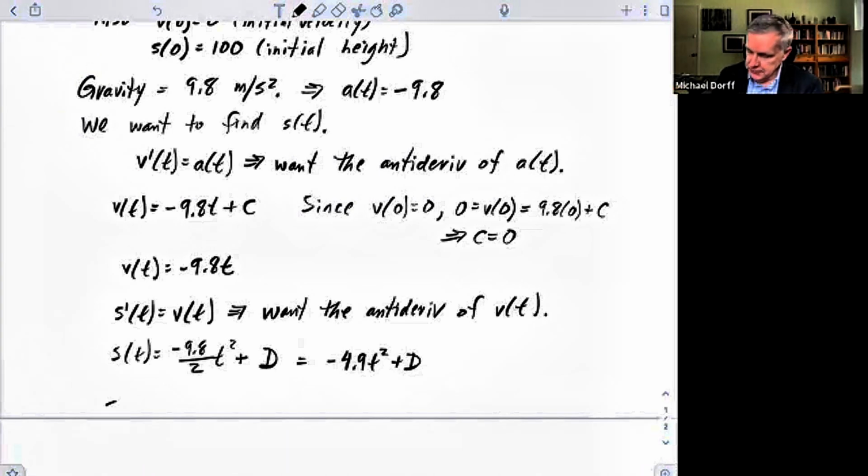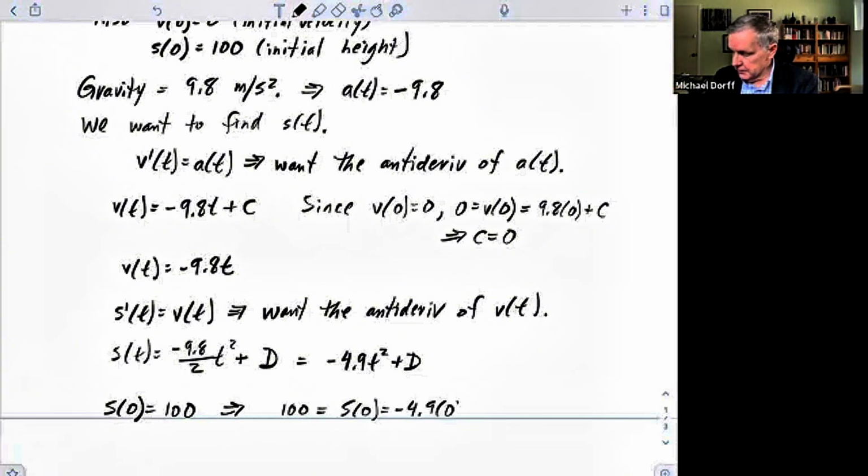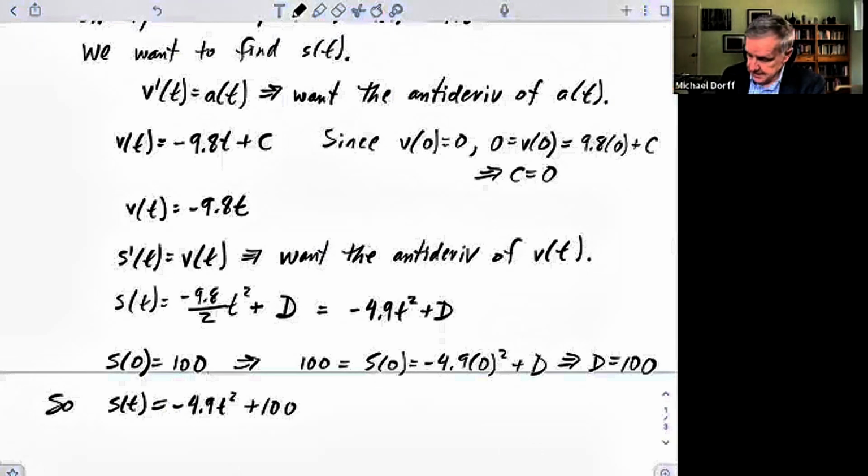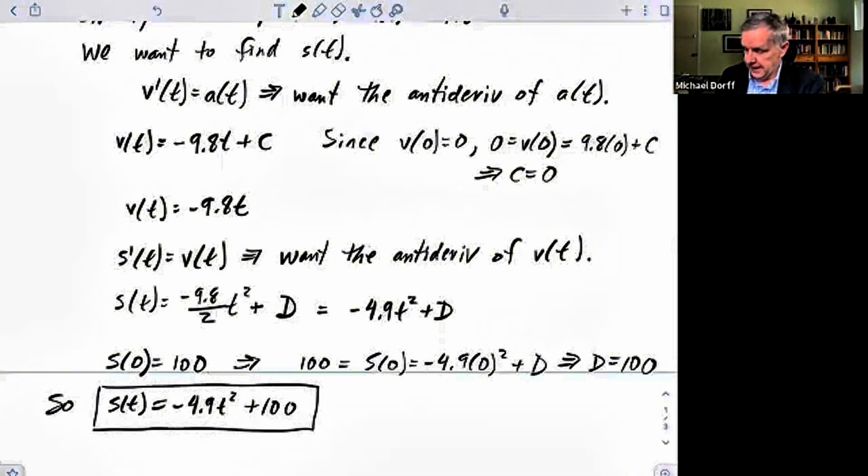And then we're going to use the initial condition that s of 0 was 100. And so we have 100 equals s of 0, which is negative 4.9 times 0 squared plus d. And that gives me then that d equals 100. So my s of t is negative 4.9 t squared plus 100. And that's what we needed to find in part A.